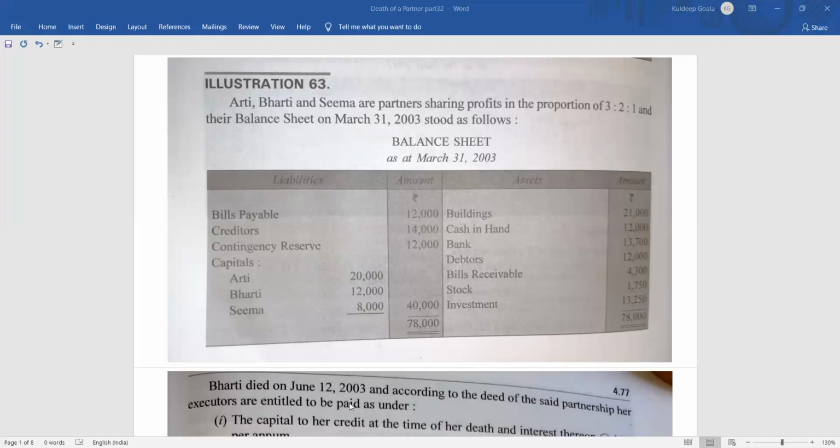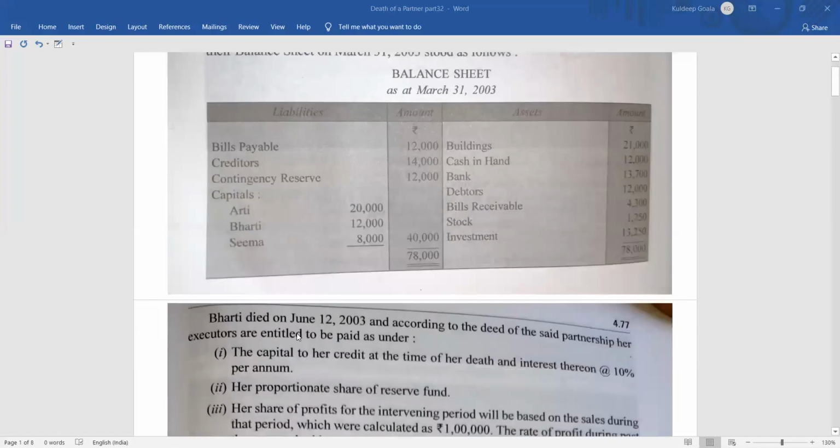So April we are getting 30 days, May 31 days, and June 12 days. The total comes to 30 plus 31 plus 12 equals how much? Yes, 53 days, right? Is it 53? No, it is 73 days, because 30 plus 31 is 61, plus 12 comes to 73. It is 73 days, right? So we have to calculate for 73 days. Remember, Bharti's share of profit and interest on capital, interest on drawings, all this.